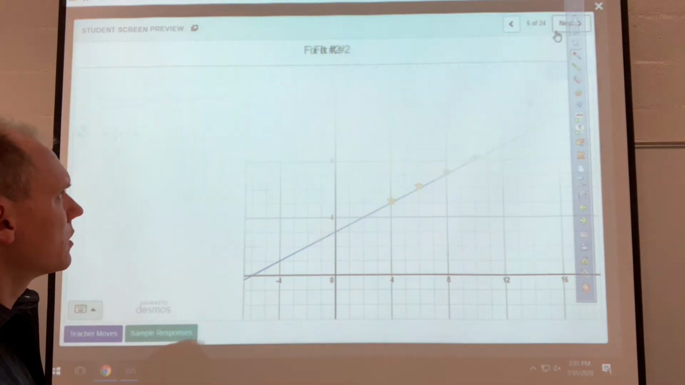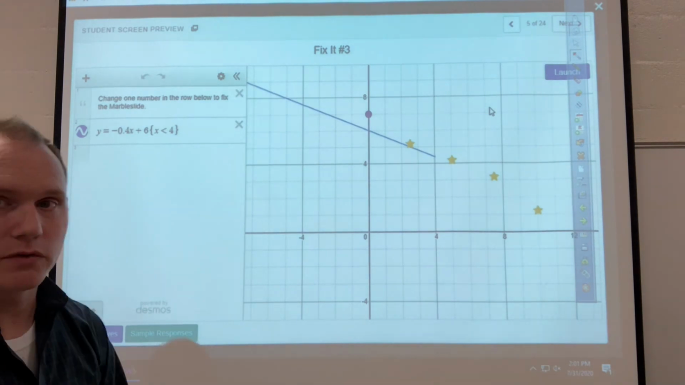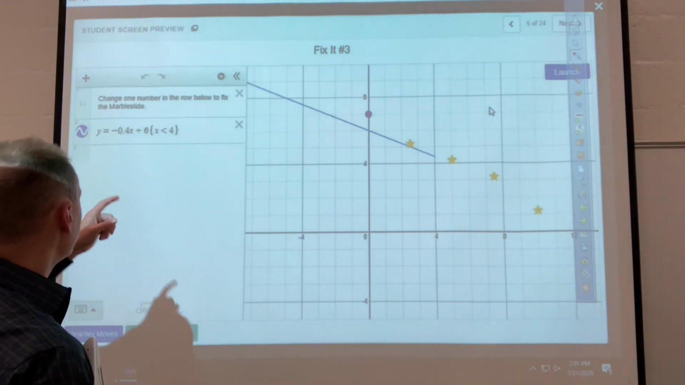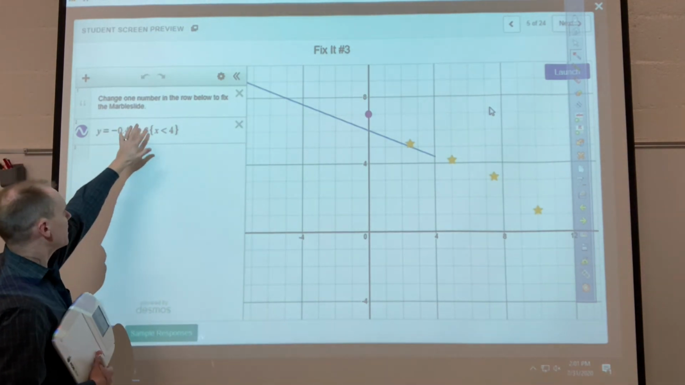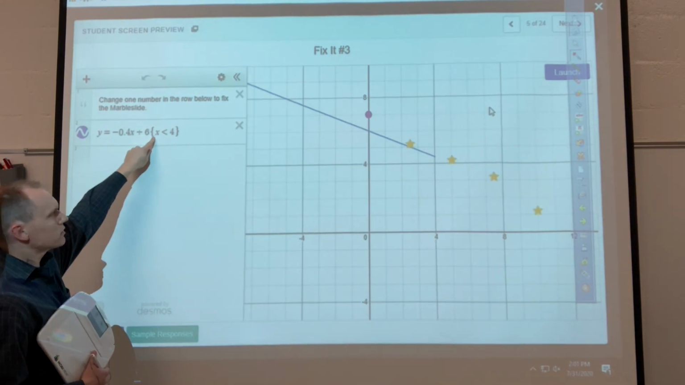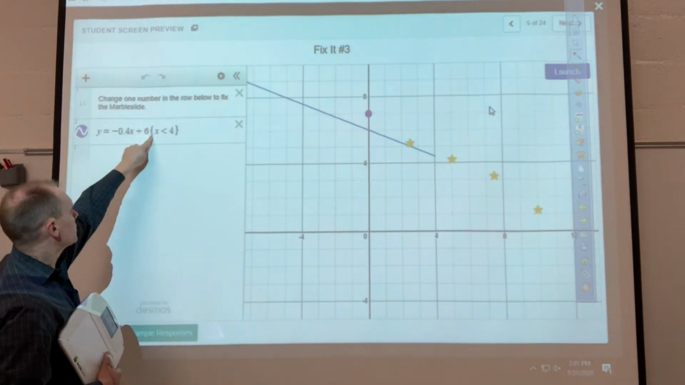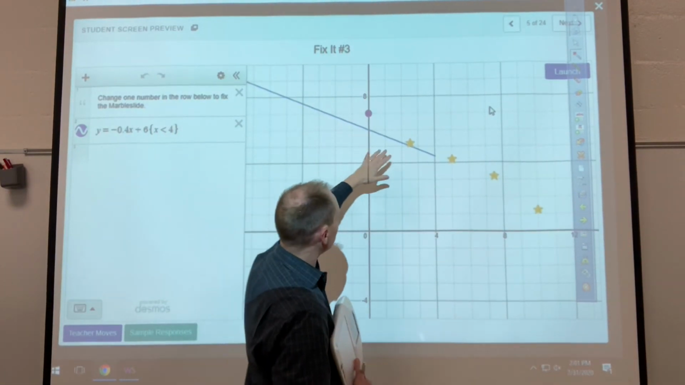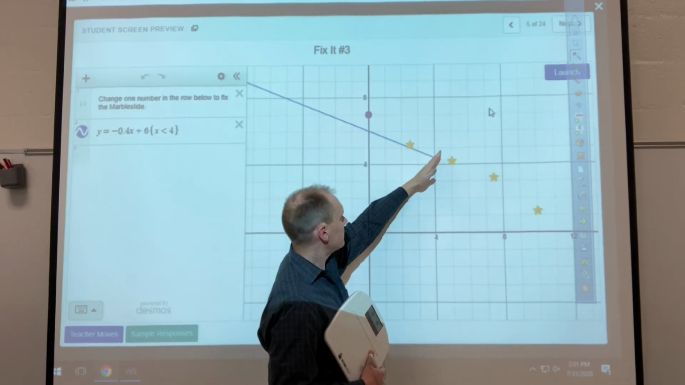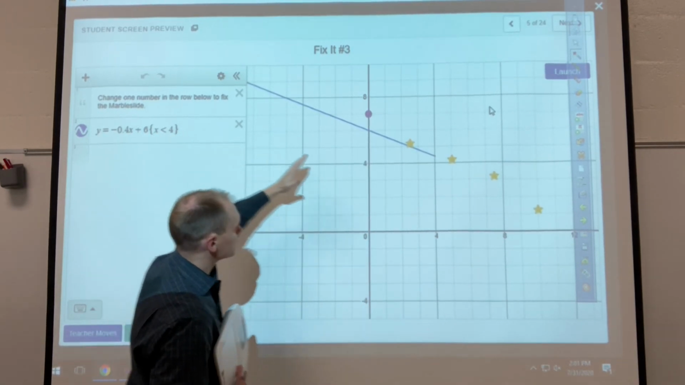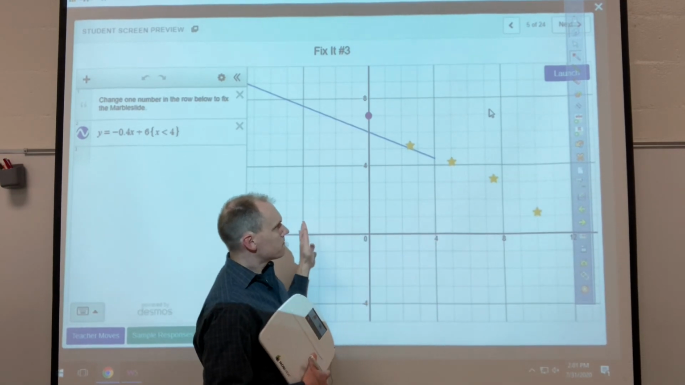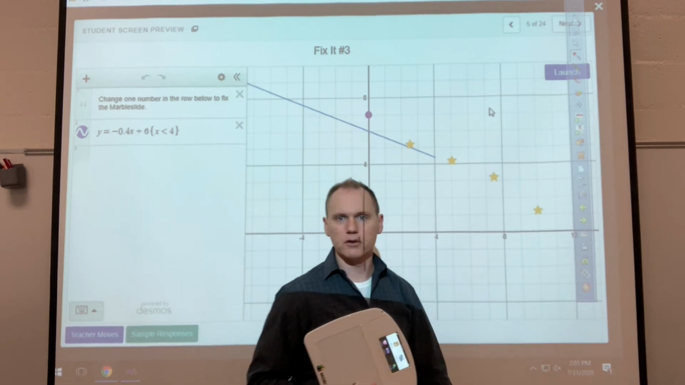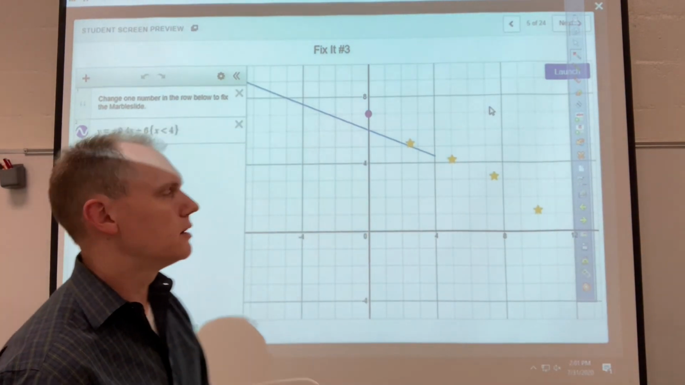So let's do one more where I have a little bit different situation here. In this particular situation, we've actually added a domain restriction to this. If you use curly braces, that's on the right side of your keyboard, you can open a curly brace, then type x is less than 4, and then close the curly brace. What that tells us is we've got our linear function here, but they've restricted the domain to only x values less than 4. So for all x values less than 4, we see the function. For all x values equal to or greater than 4, we don't see the function anymore. So we've limited the domain in this particular situation.